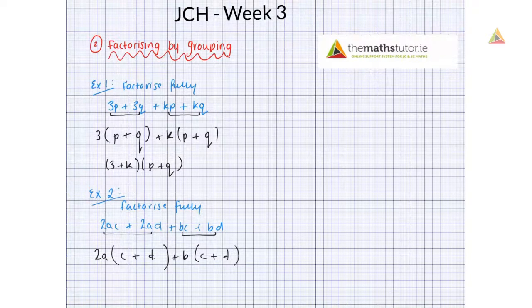Final step then is to open up your two sets of brackets, and 2A plus B is going to go in one set, and C plus D in the other. And that's it for example 2. I'm going to give a trickier example now. So example 3. And again, the question is to factorise fully.